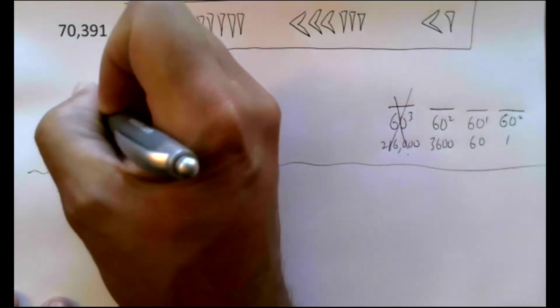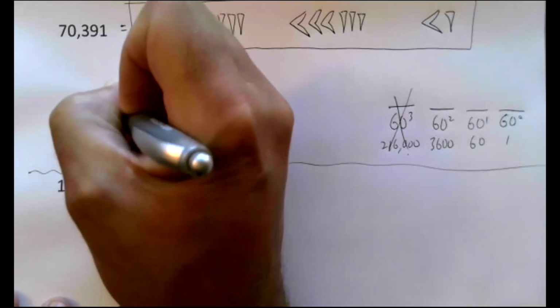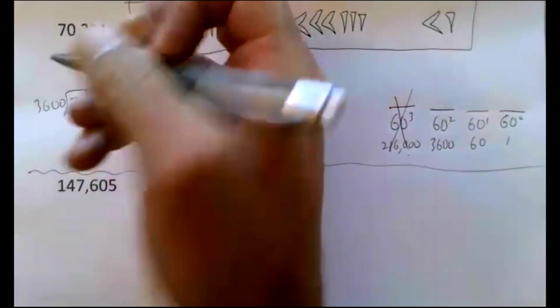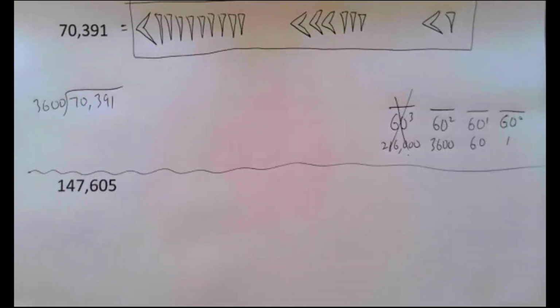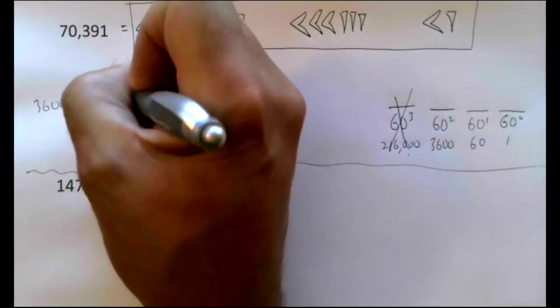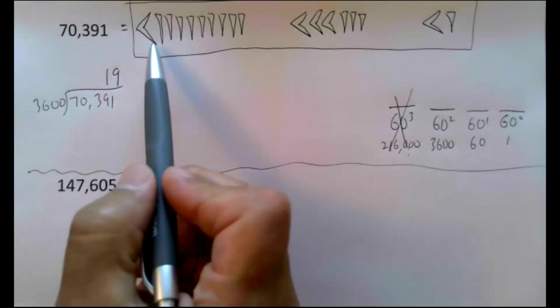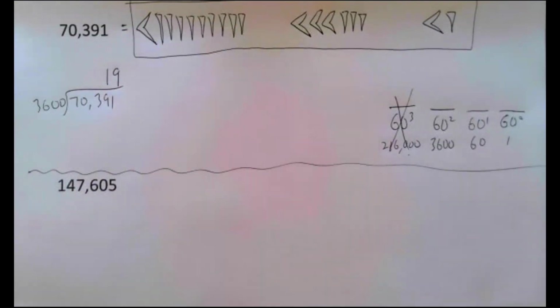So we're going to start by taking 70,391 divided by 3,600. Go ahead and get your calculator. 7,391 divided by 3,600 goes in 19 point something times, right? And ignore the decimal, take the 19. That's where this comes from, the 19.